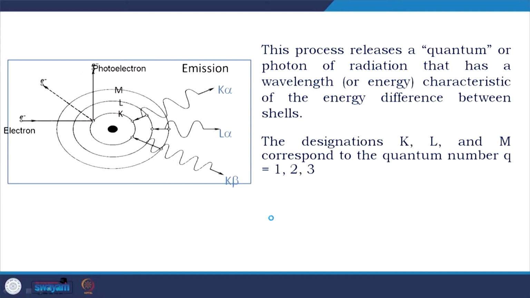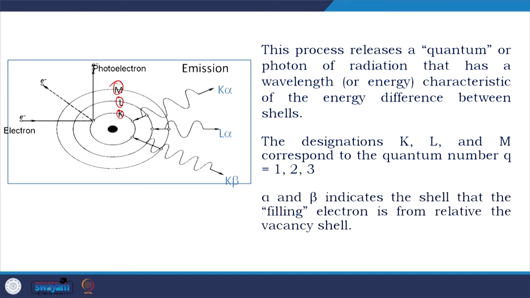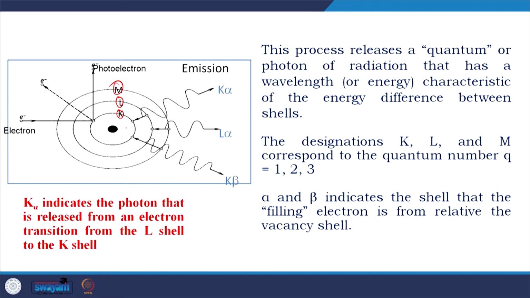The designation K, L and M corresponds to the quantum number 1 to 3. Alpha and beta indicate the shell that the filling electron is from, relative to the vacancy shell. So, from here to here it is alpha, from here to here, 2 jumps, it is beta. K alpha indicates the photon that is released from an electron transition from the L shell to the K shell. So, it is K, L and M. If it is K to L or L to M, this is alpha. If it is K to M, this is beta.